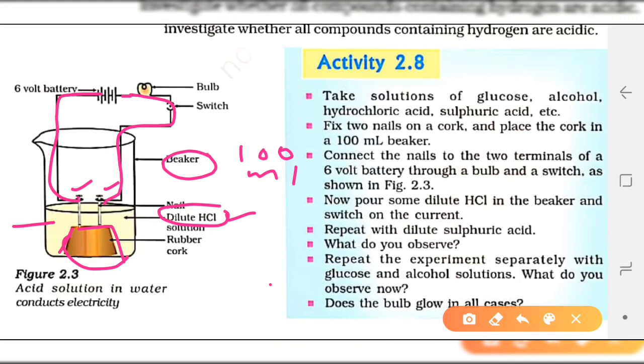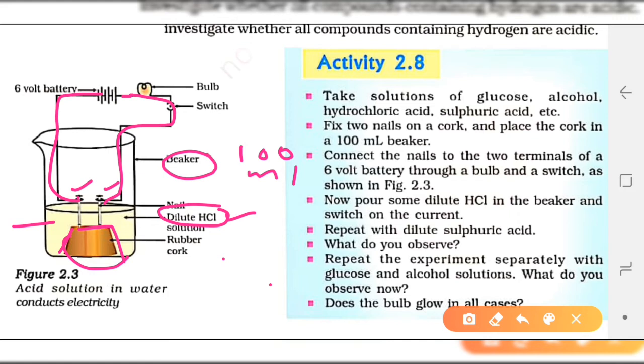Repeat the experiment separately with glucose and alcohol solution. Then again the same experiment you have to repeat with the glucose as well as alcohol solution. So first you are going to do it with the hydrochloric acid, then the sulfuric acid, and then the glucose, and then the alcohol solution. So what do you observe now? Does the bulb glow in all cases?